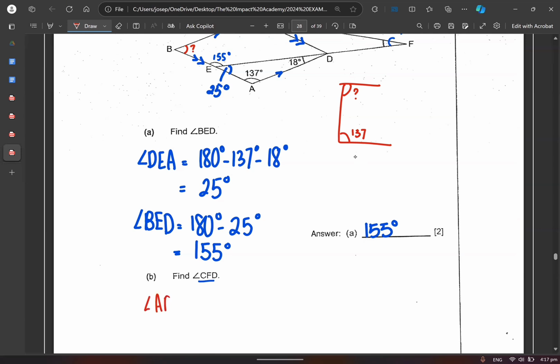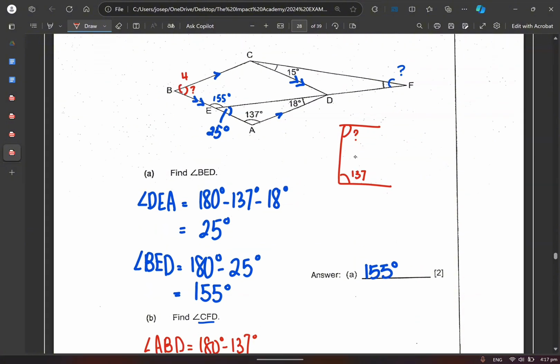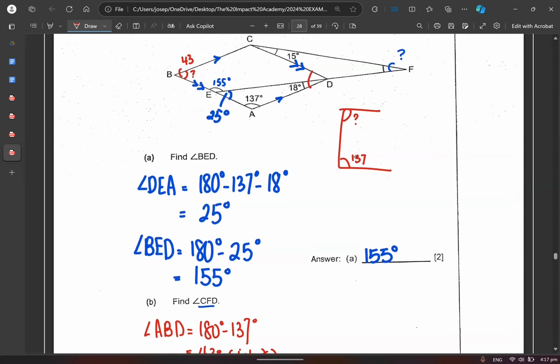So I will just find angle ABD first. I will say angle ABD equals 180 minus 137 degrees. When I do 180 minus 137 degrees, I get an answer of 43 degrees. Am I making sense? Over here, I'll write the interior angle. So this is 43 degrees. That means my opposite, remember my opposite? Opposite over here is also 43. The entire thing is 43 degrees.